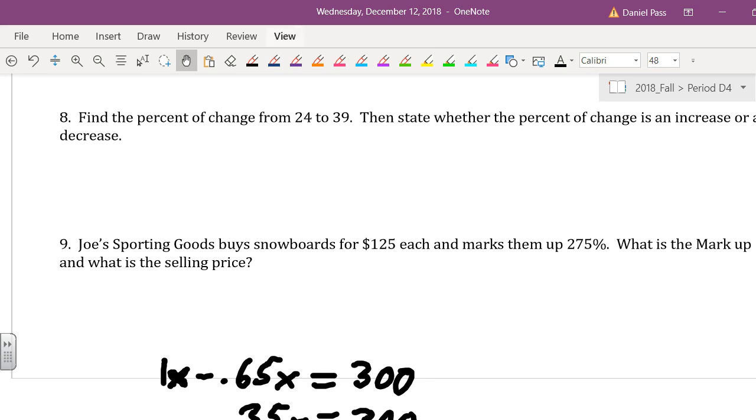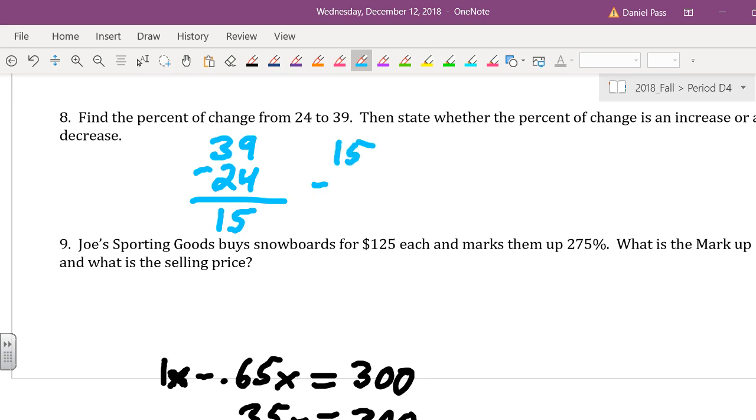Okay, go ahead. Pick a color. Blue. Go ahead. So, first you would start by subtracting the two numbers. So, 39 minus 24, so you don't get a negative, which is 15. And then you do 15 over your starting number, which would be 24, and that equals 0.625.